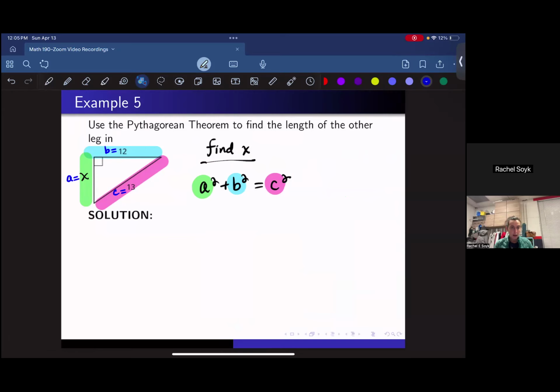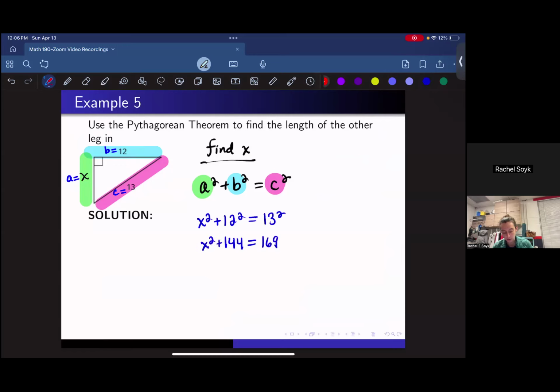And then we finally arrive at a nice example 5 utilizing this Pythagorean theorem. So we just want to find the length of the other leg. And so if we're given one leg is 12, the hypotenuse is 13, that third leg will represent that as x or as a, and then we can plug it in. So we have x squared plus 12 squared is equal to 13 squared. 12 squared is 144. 13 squared is 169.